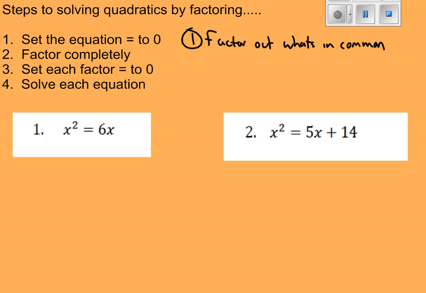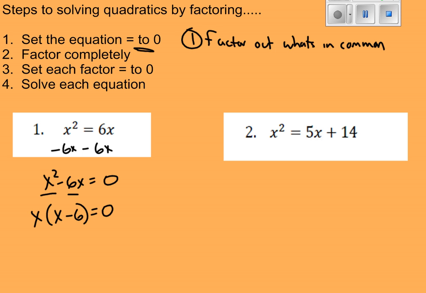So here, first thing I want to do is set it equal to 0, so I'll subtract 6x over. First rule of factoring, factor out what's in common. There is an x in common here. Once I do that, I create a product. All right, I look at that, I think of this as two different things. There's my product, so that means x equals 0 or x minus 6 equals 0. So either x equals 0 or x equals 6.